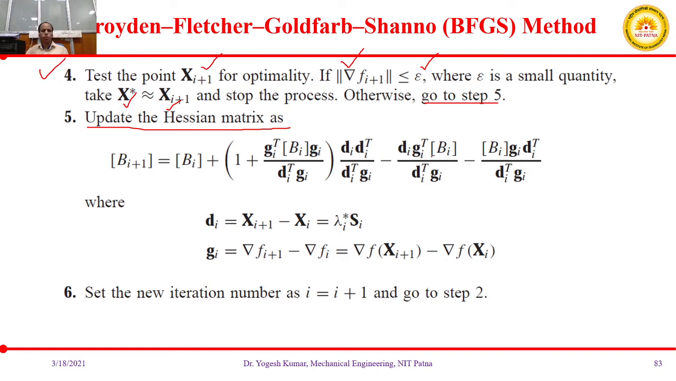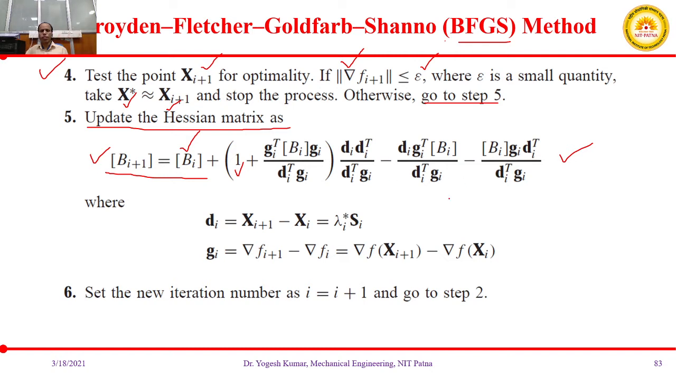Previously, in DFP, a different formulation was proposed to calculate your B matrix. Here a different methodology was proposed by these 4 researchers, so that is why the method is known as the BFGS method. For updating this Hessian matrix, we use this formulation: Bi plus 1 is equal to Bi plus these particular terms.